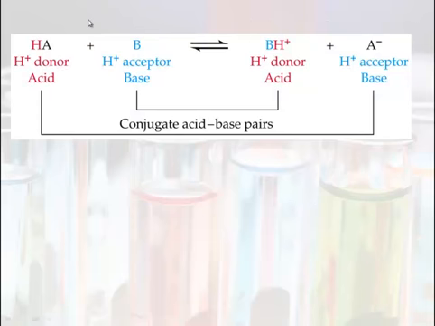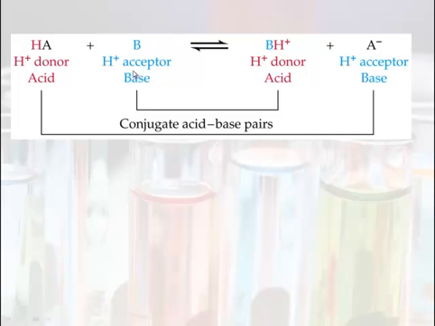Here's another way that it's set out. So you've got the acid. Remember, an acid always has to have a hydrogen in it because it needs to have a hydrogen to donate. So we've got the hydrogen donor acid here. It will react with a base, which is a hydrogen acceptor. Something needs to donate the hydrogen, which is the acid, and the base needs to accept it.